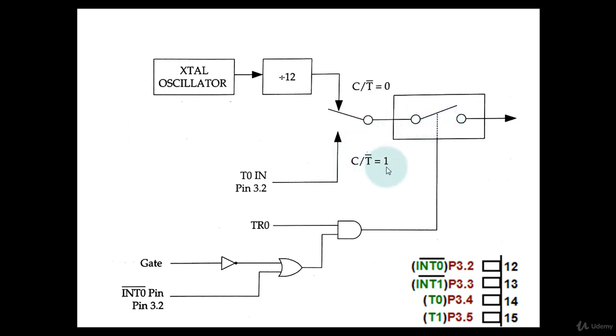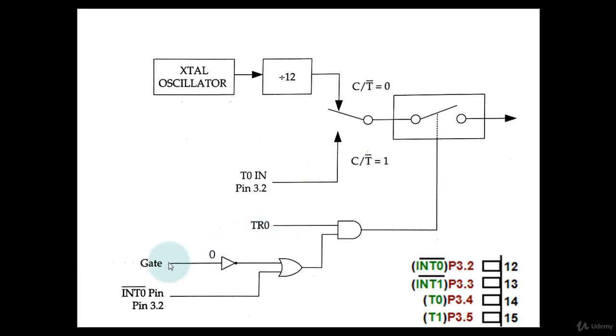If C/T bit is 1, then this particular hardware module will act as a counter. In that case, it will count the external event on pin 3.2, that is T0. Now, to turn on this hardware module, either to count the internal clock pulse or external events, we have one bit called TR0. TR0, timer 0 on, turn on timer 0.